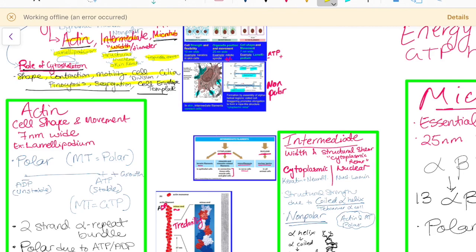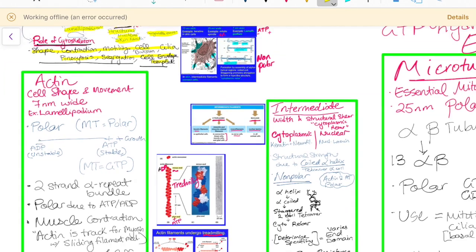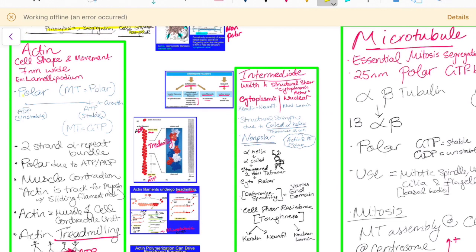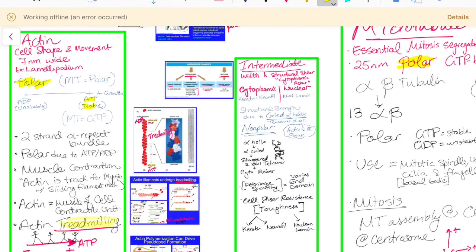If we put all of them together, what they're able to do: actin, once again, is polar, whereas intermediate is nonpolar, and microtubule is polar. Actin is ATP bound and is able to grow with treadmilling, whereas microtubule is able to grow with that dynamic instability with the help of GTP.